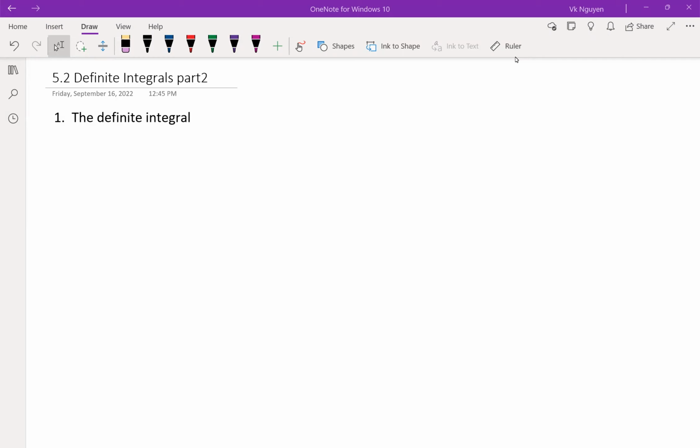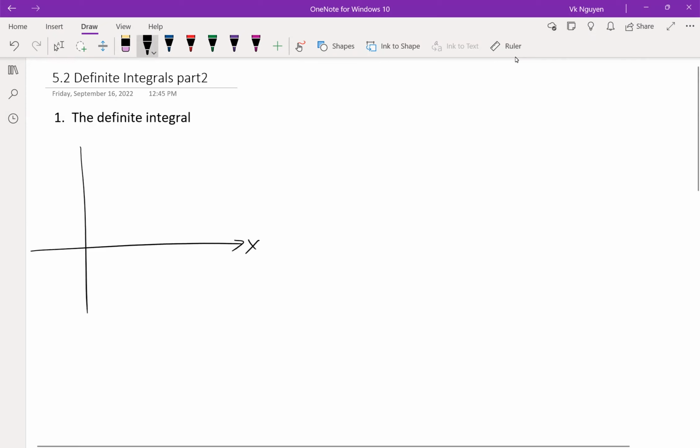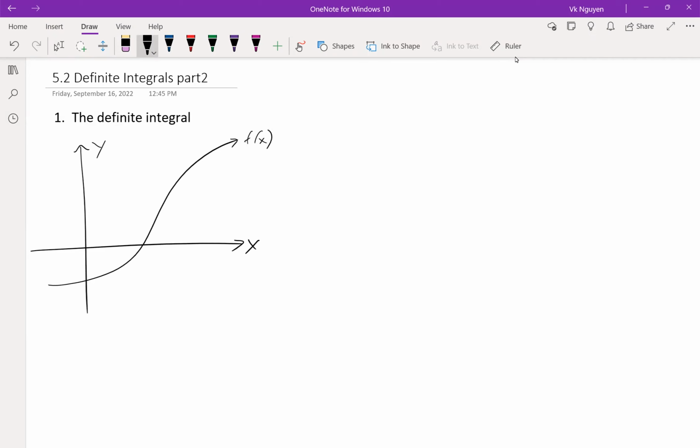Today we explore lesson 5.2, definite integrals, part 2. 1. The definite integral. Let's say we have a function f(x) and we want to compute the area under the curve from a to b.